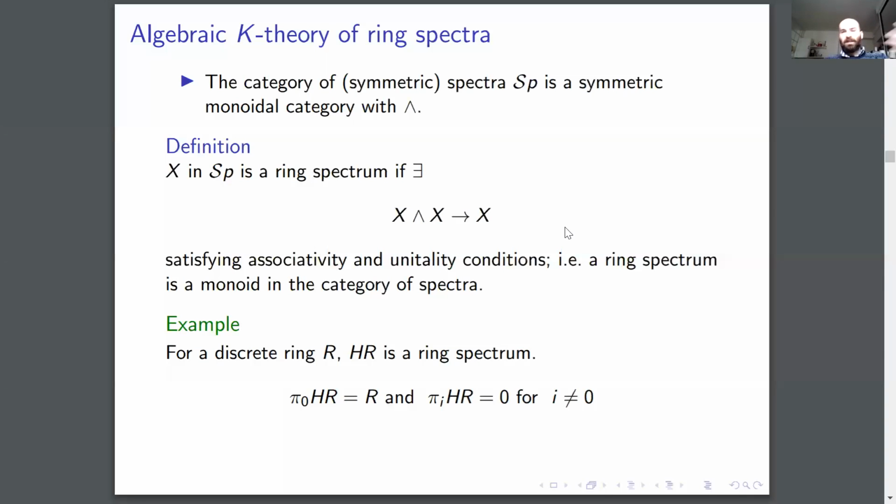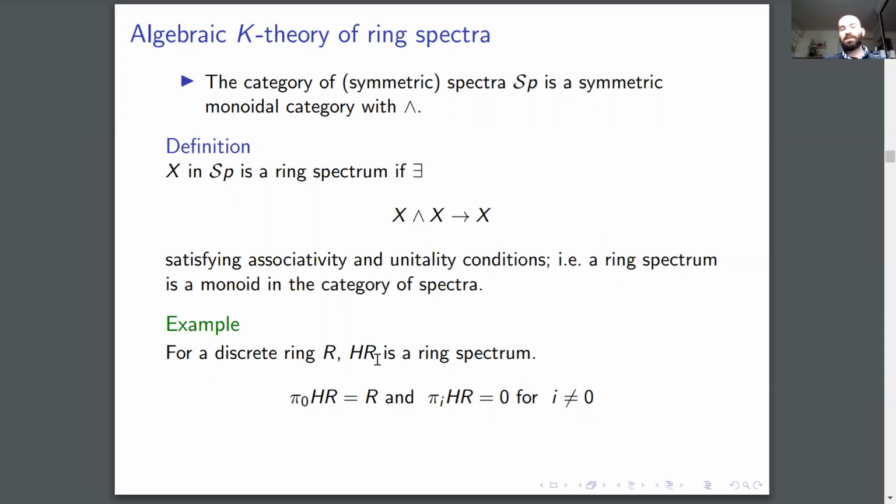Okay, and then an example. Let me give you an example of a ring spectrum. This will come up a lot. If you have a discrete ring R, by a discrete ring, I mean a ring in the classical sense, there is a spectrum called HR, the Algebraic spectrum.